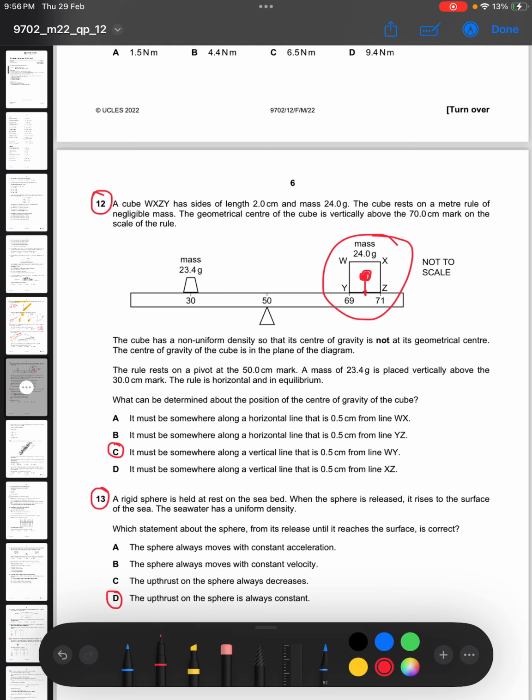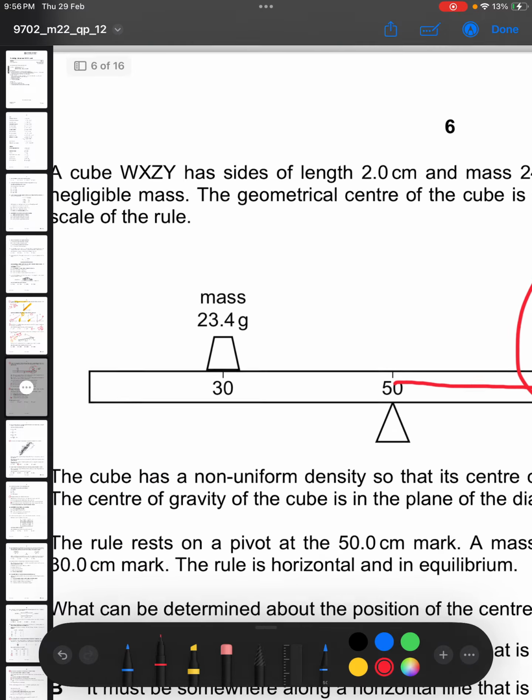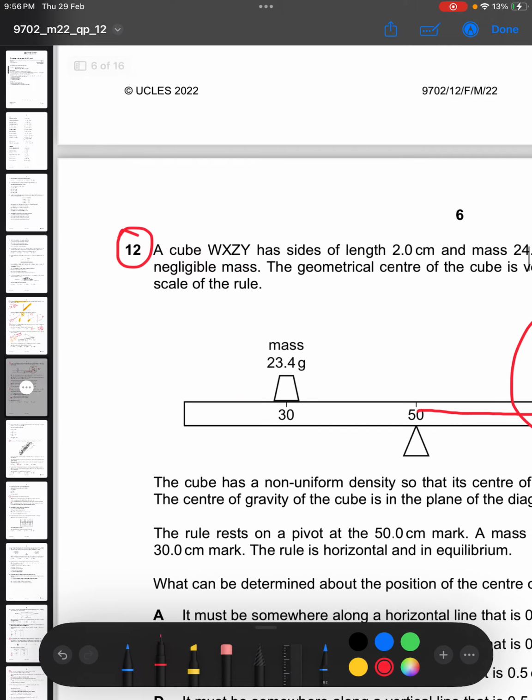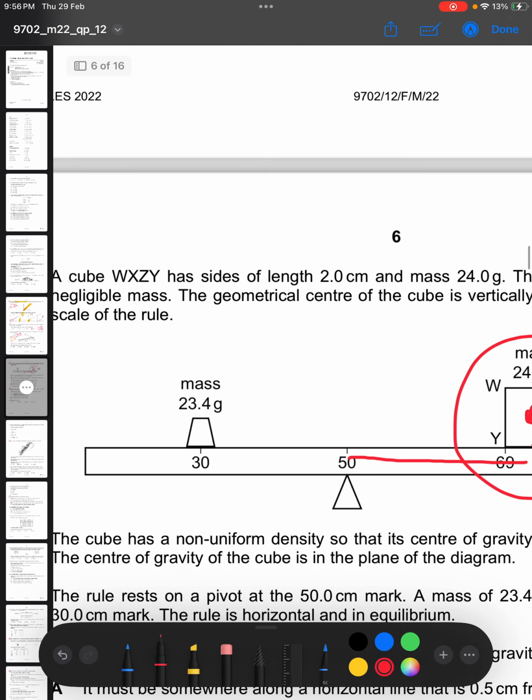So we now need to determine the position of the center of gravity of the cube. Remember that the center of gravity is where the weight of the object seems to be acting. So we want to find the distance from the 50 centimeter mark to where the weight of the cube is acting. Since it is in equilibrium, anti-clockwise moments are equal to clockwise moments. Of course, I could convert these masses, so 23.4 grams into kgs, and then multiply by 9.81 to make it weight. But ultimately that cancels out on both sides, so it's a waste of time.